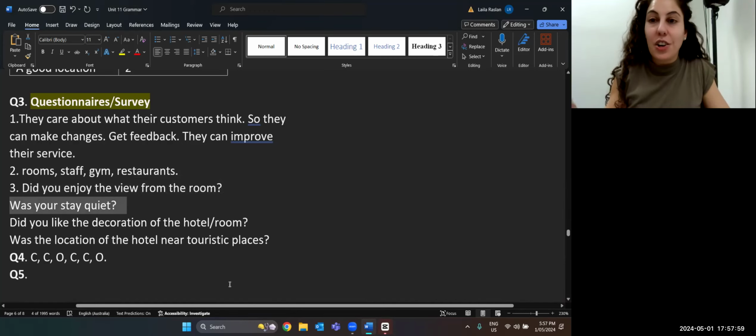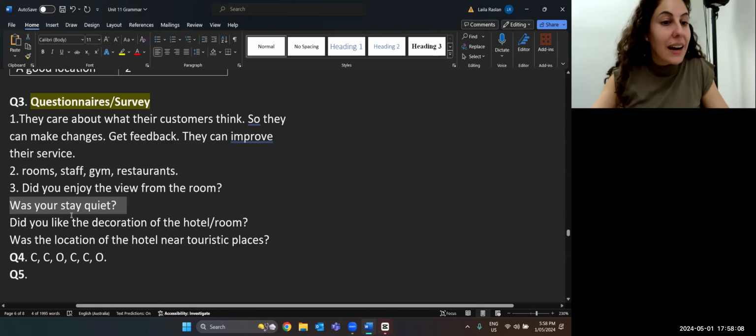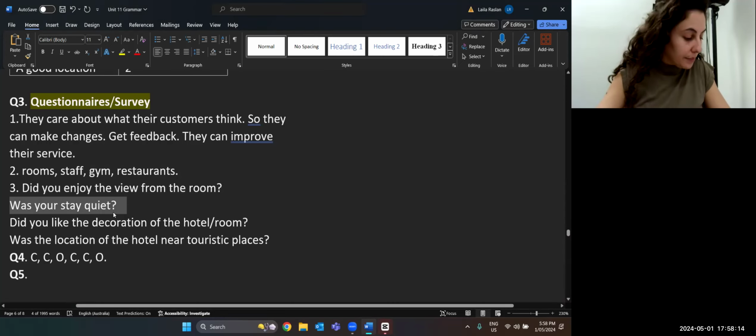That's really important. You don't want to be staying in a hotel and there's a lot of noise from other people. So they want to make sure that everybody is keeping quiet. So they want to ask you, was your stay quiet? Was your room nice and quiet?